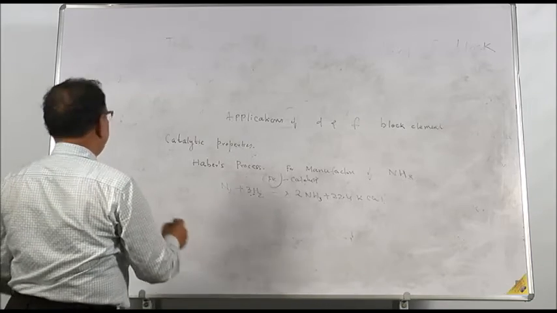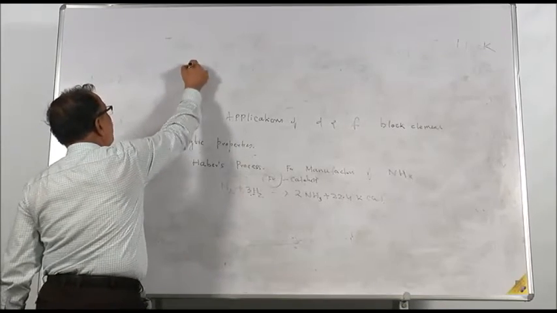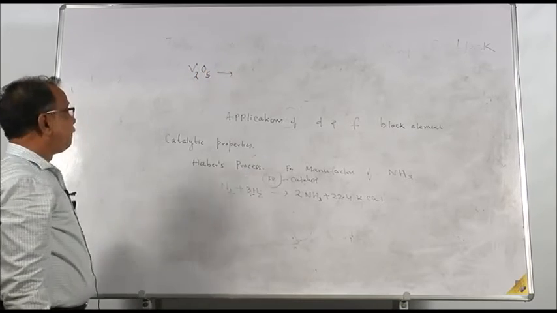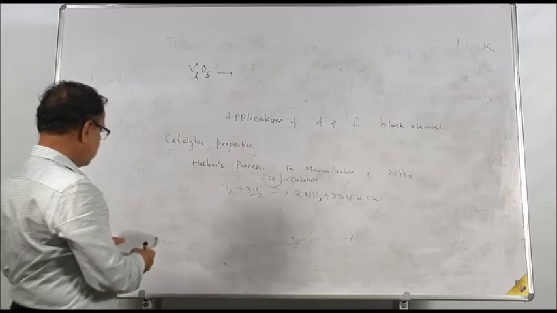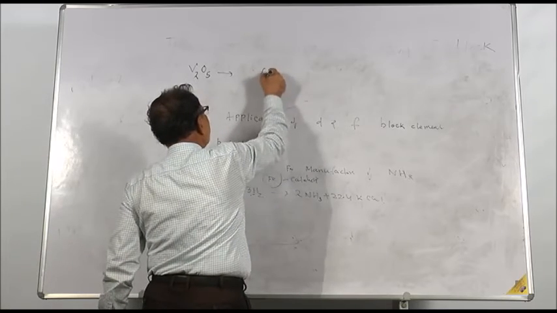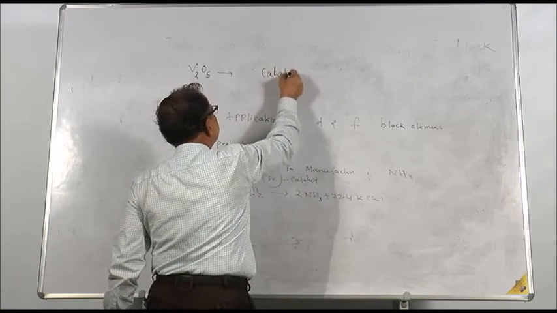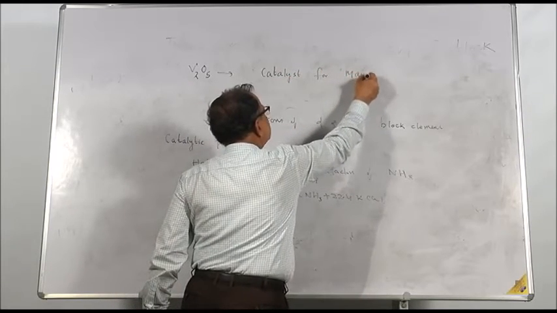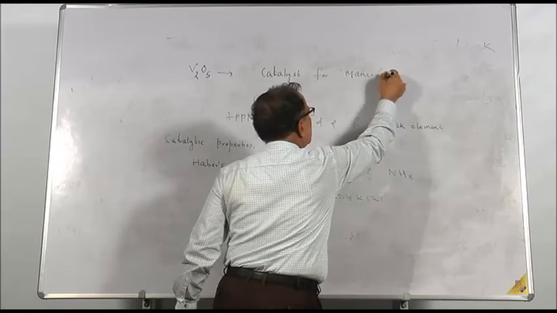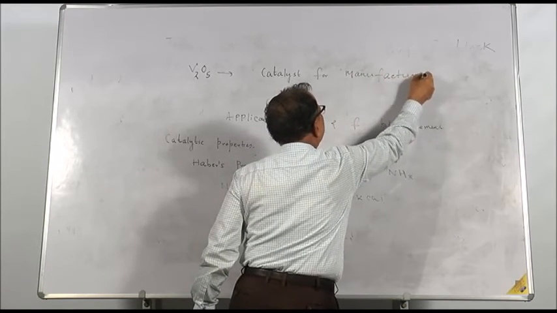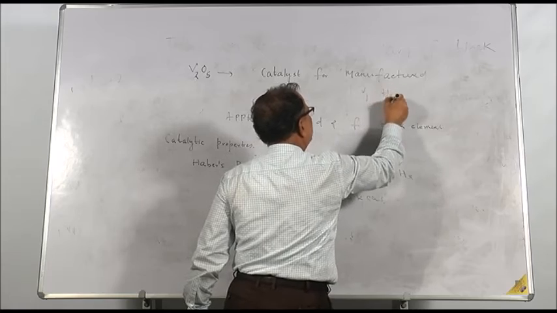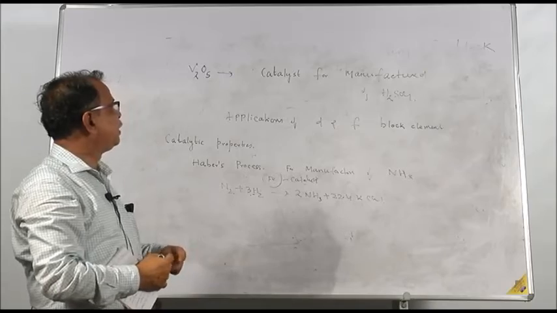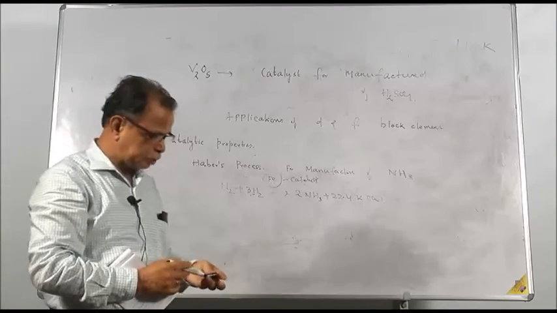Another example, vanadium pentoxide, V2O5. Vanadium pentoxide is also used as a catalyst for manufacture of sulfuric acid. So vanadium pentoxide, V2O5, can be used as a catalyst for manufacture of sulfuric acid.